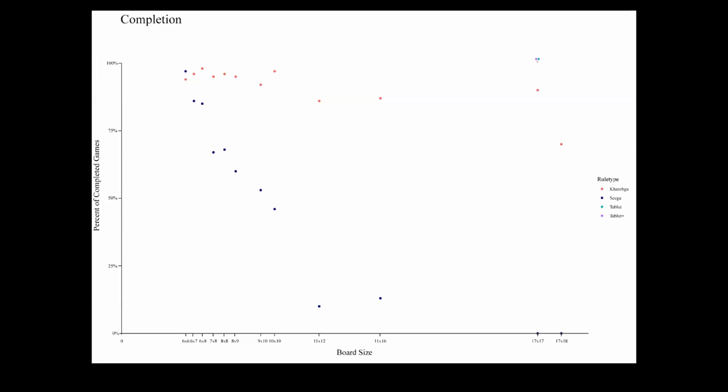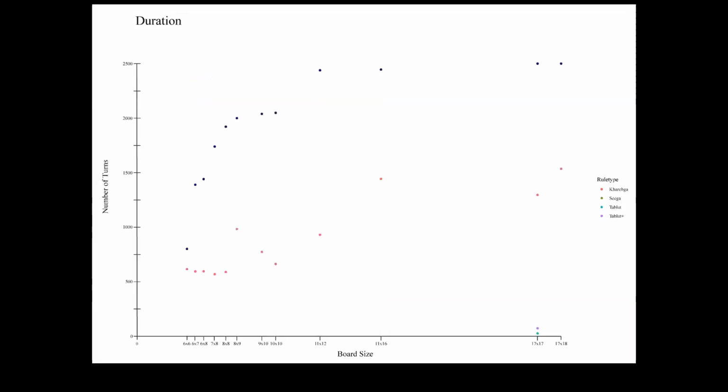As you see, as the board size grows, the Sega games are not being played to completion. And in fact, once you get to the really big ones, it could never finish the game. Whereas Karebga with the slide rule completed more of them. It did decrease as the board got bigger, but it was able to be played more. This is kind of obvious, right? If you're only able to move one space at a time, that's going to make things more difficult to end.